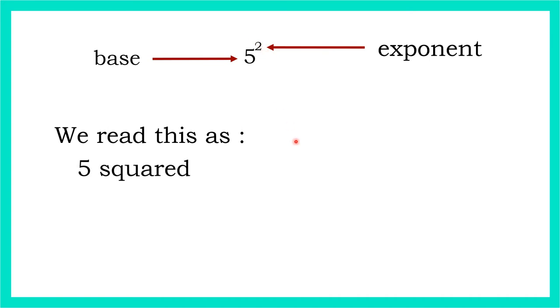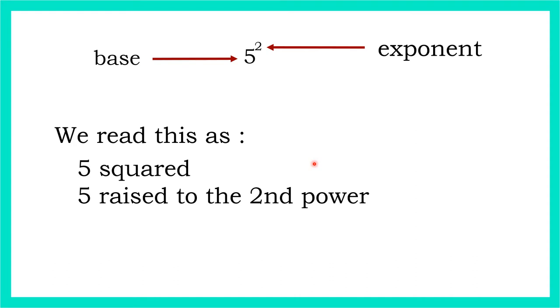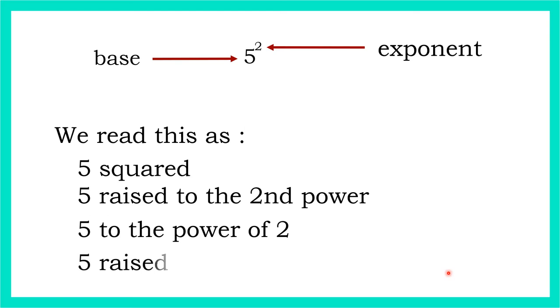So, usually, babasahin ito kapag 2 ang nasa taas as squared. So, 5 squared. And then, 5 raised to the 2nd power. Okay, another way. And then, 5 to the power of 2. And then, 5 raised to 2. So, ang apat na paraan na ito para basahin ito ay ginagamit for this expression. Okay?